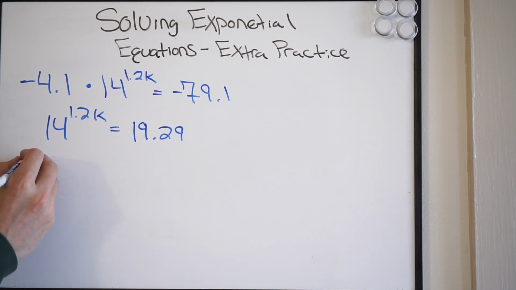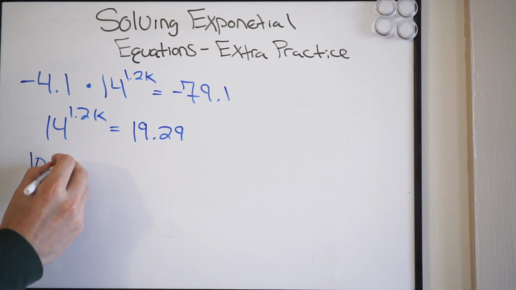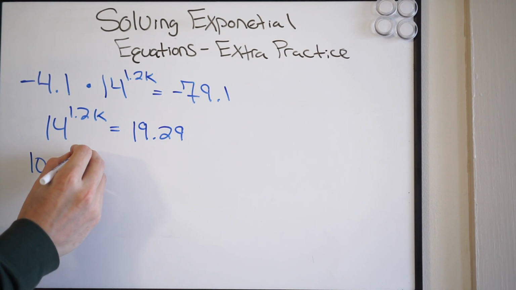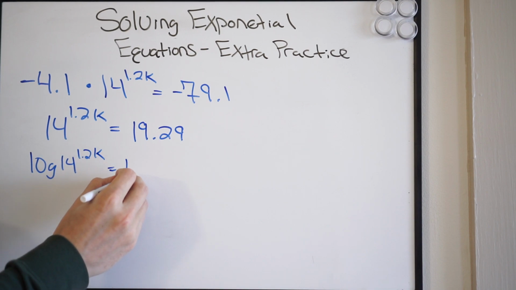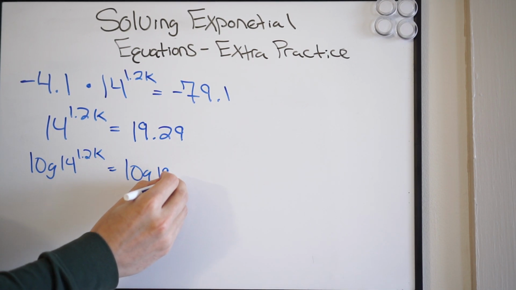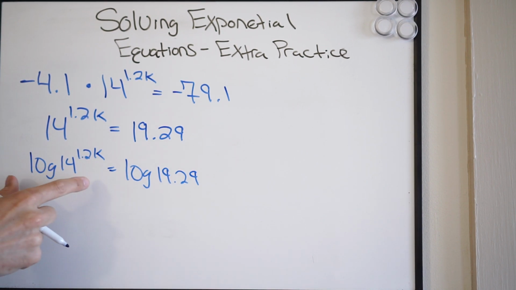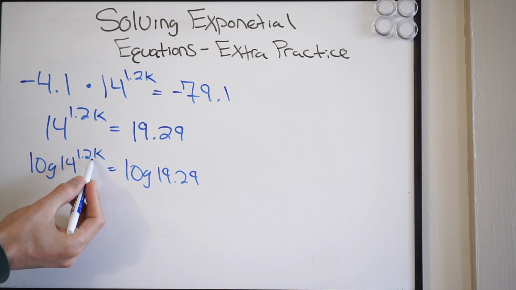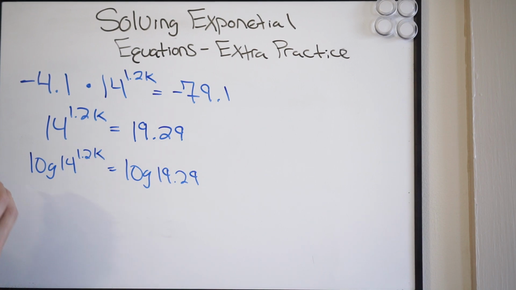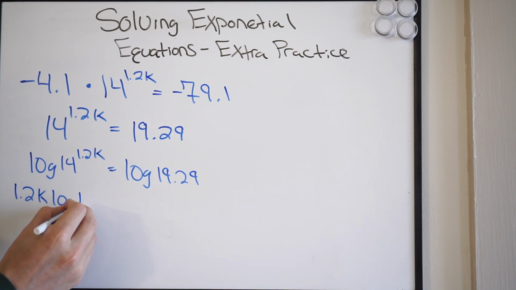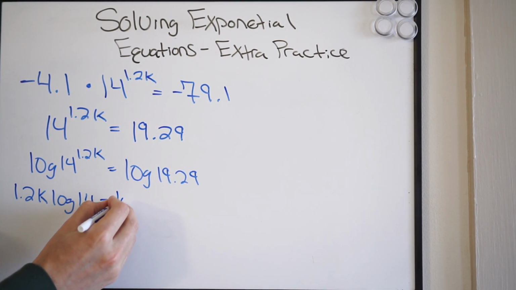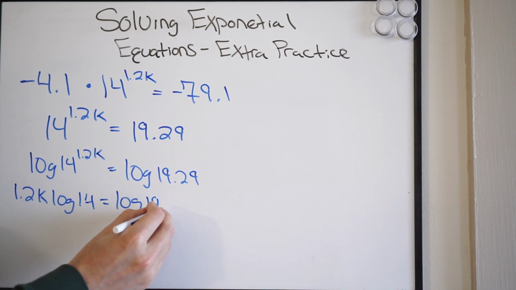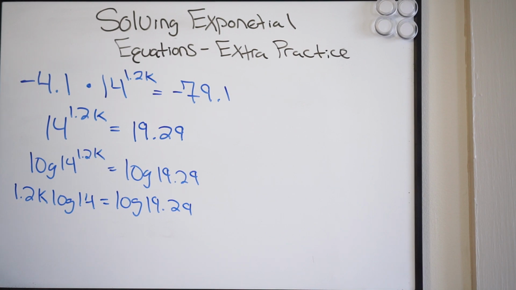So when we do that, we get log of 14 to the 1.2k, and then we get log of 19.29. And remember, this goes back to the power property of logs. When we have an exponent, it simply comes down to the front. So we can rewrite this as 1.2k log 14 equals log of 19.29.